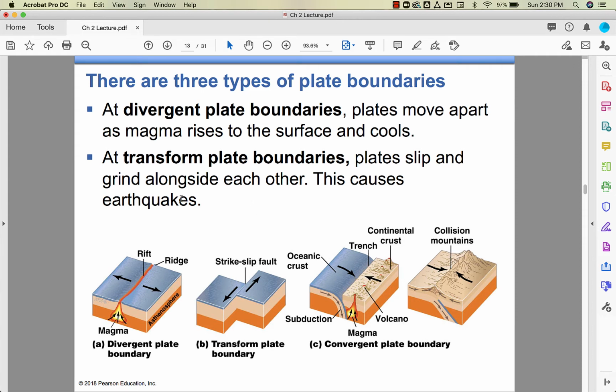This says it causes earthquakes. You get earthquakes at a divergent plate boundary too. Wherever you have large masses of rock moving, you're going to have earthquakes happening. So this is the San Andreas Fault out in California. That is the classic example of a transform fault.